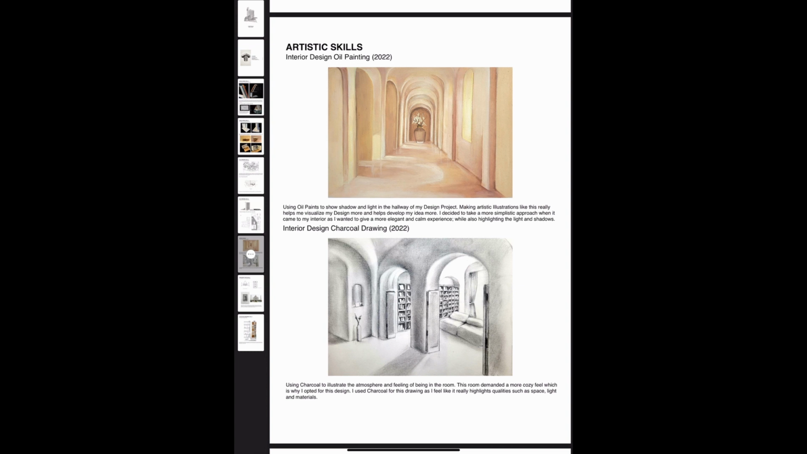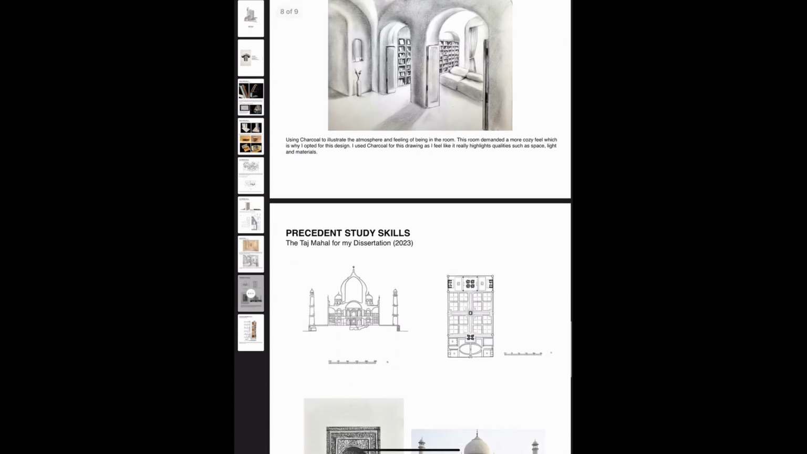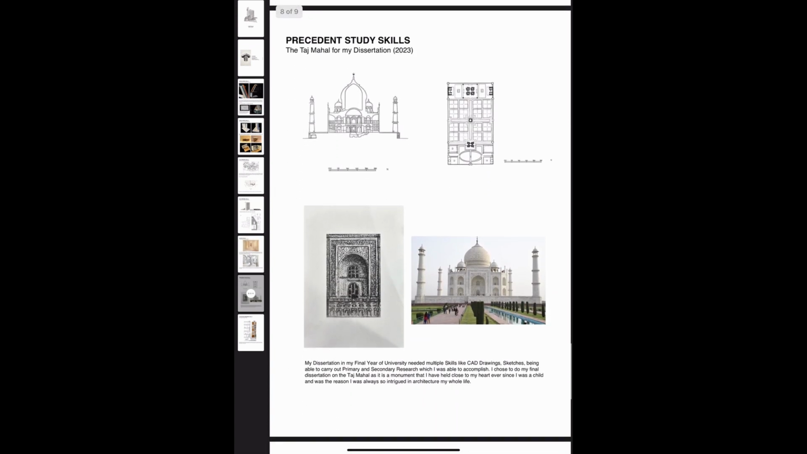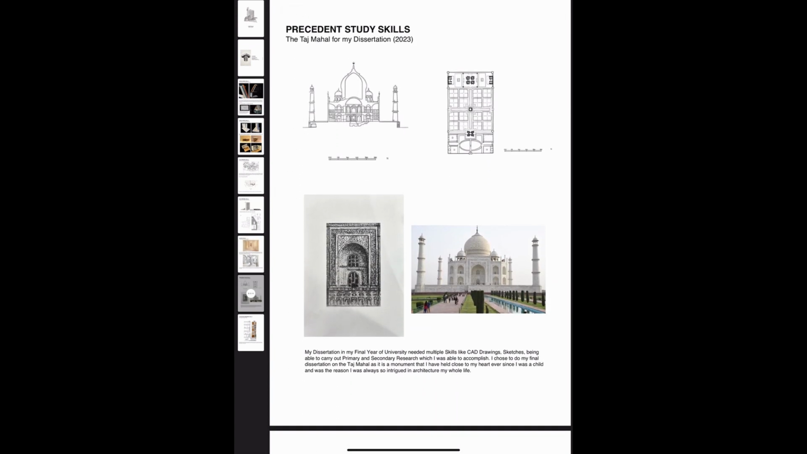The next page is my precedent study skills for my dissertation. So obviously for my dissertation I had to do a lot of research, and I decided to choose the Taj Mahal since I feel like the Taj Mahal really is the thing that sparked my interest in architecture. So I visited it when I was very young, about 9 years old, and since then I've always been interested in buildings and the design of it and everything.